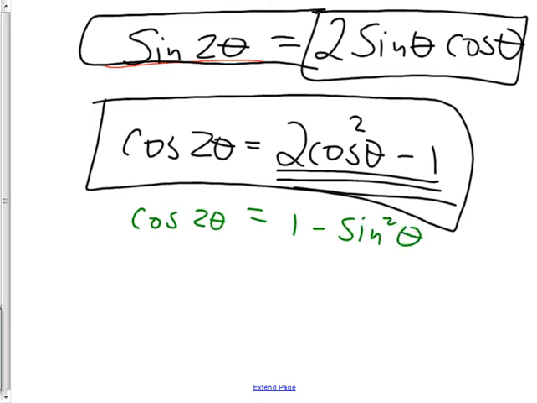So if your problem had a sine squared in it, do you get that you might want to use that one then? Since you have a choice. Cosine of 2 theta can be 3 things. Here comes the third one. Cosine of 2 theta can also be cosine squared theta minus sine squared theta.